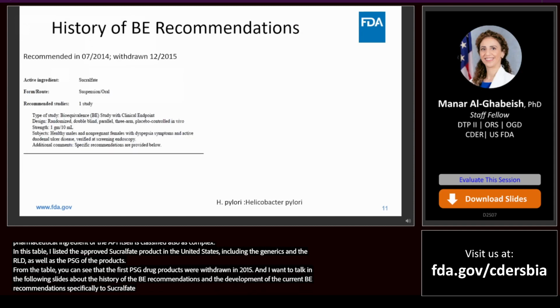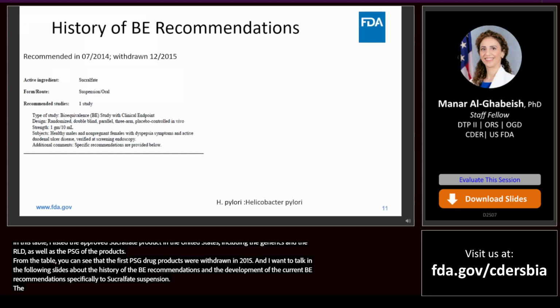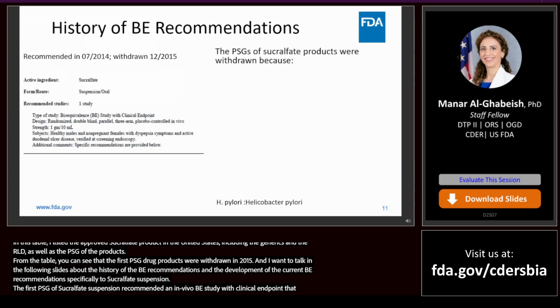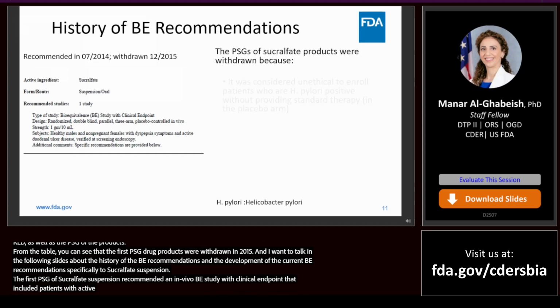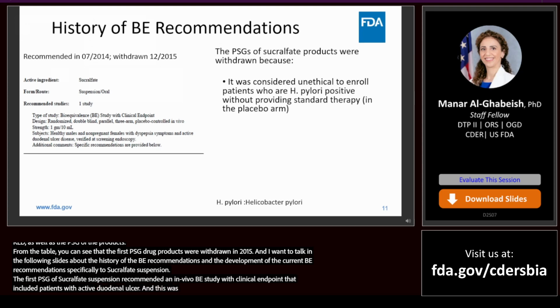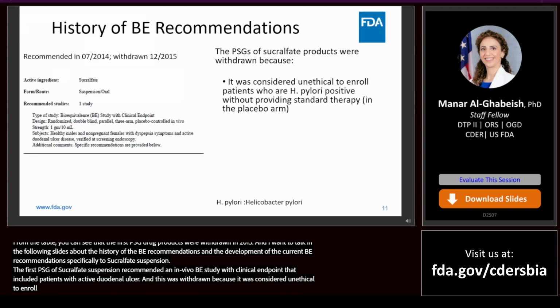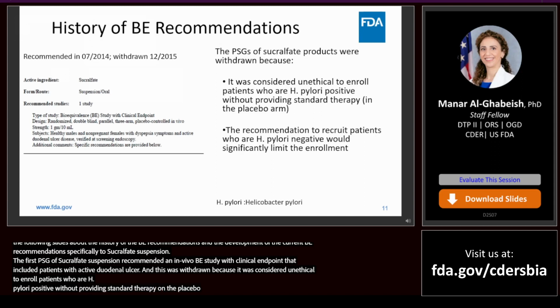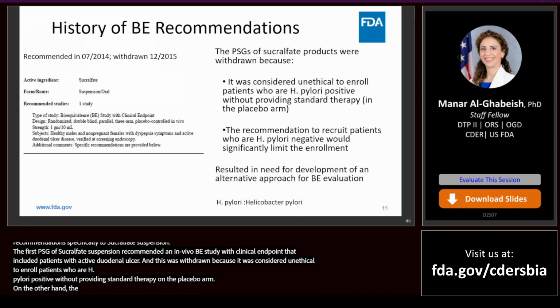The first PSG of sucralfate suspension recommended an in vivo BE study with clinical endpoint that included patients with active duodenal ulcer. And this PSG was withdrawn because it was considered unethical to enroll patients who are H. pylori positive without providing standard therapy in the placebo arm. On the other hand, the recruitment of patients who are H. pylori negative would significantly limit the enrollment. And that resulted in the need for the development of an alternative approach for BE evaluation.